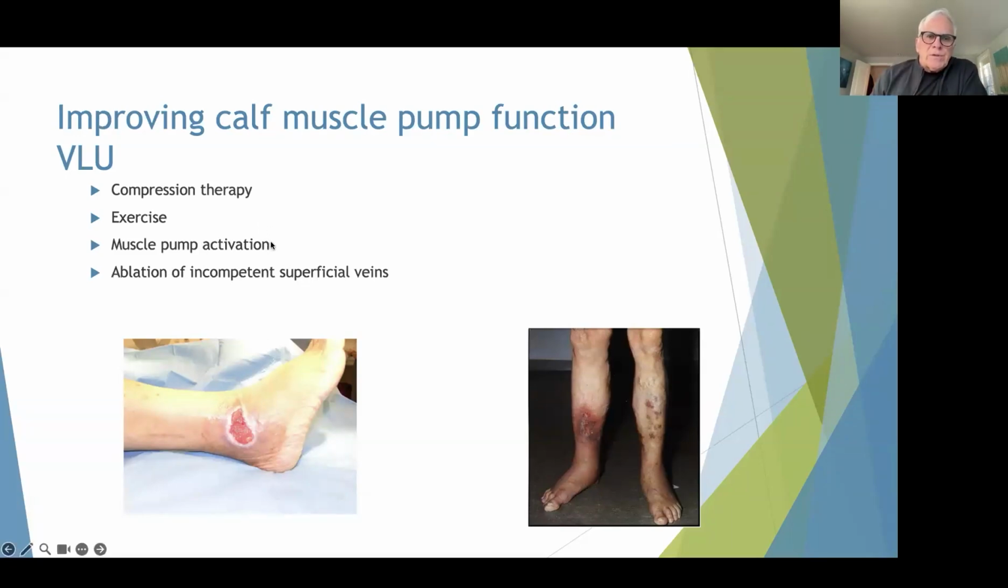The muscle pump activation, so using neuromuscular electrical stimulation of the common peroneal nerve by the Gecko device, which I think you all have some familiarity with. That also helps to improve the calf muscle pump function, and there's plenty of data on that now. And then ablation of incompetent superficial veins, again, another way of improving the muscle pump function. So if you stop that reflux down the superficial veins, it allows the pressure to reduce a little bit more, and therefore helps to lower that level of pressure when patients are walking.